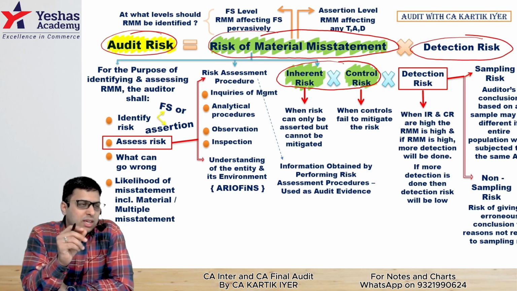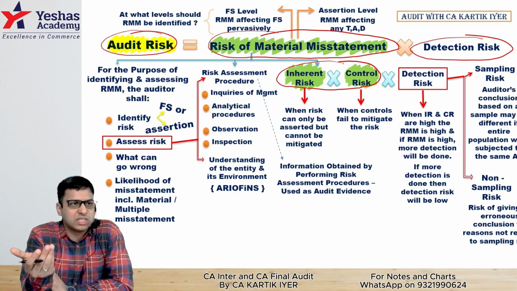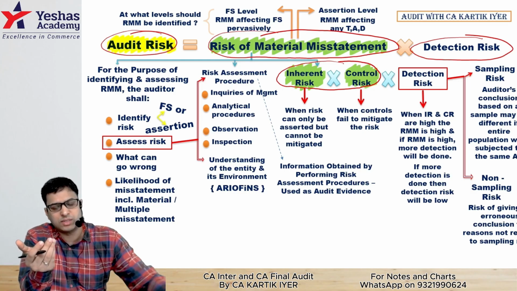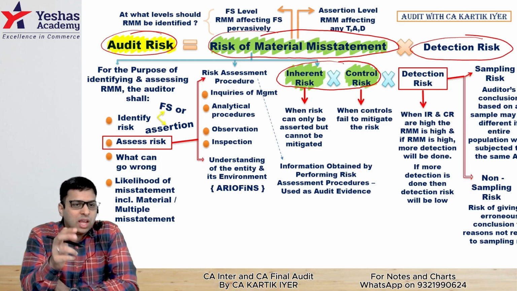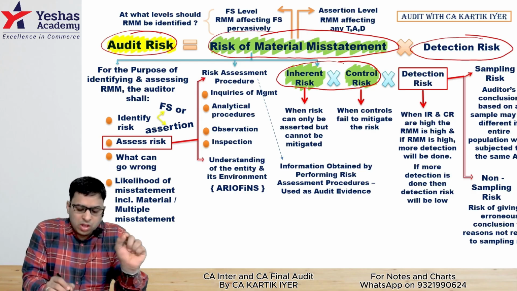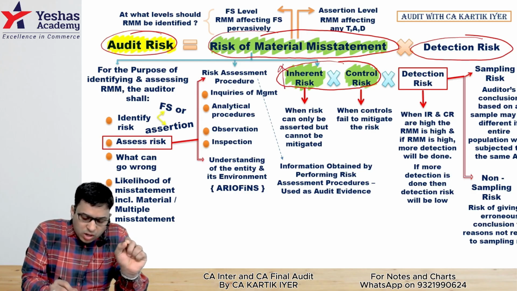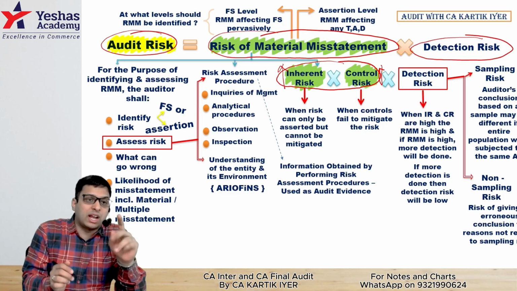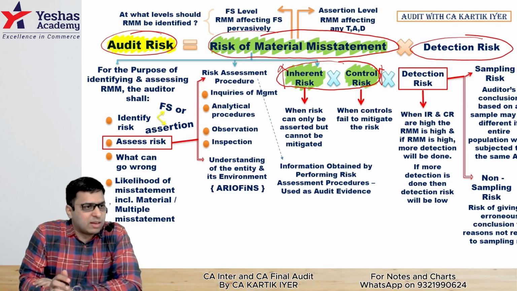How do you think about it? Any risk which is not in your control is your inherent risk. Any risk which is in your control is called detection risk. Sorry, is called control risk. Inherent risk into control risk is called your risk of material misstatement. Simple to understand this part here. If inherent risk is high or control risk is high, or if both are high, then the RMM is high.